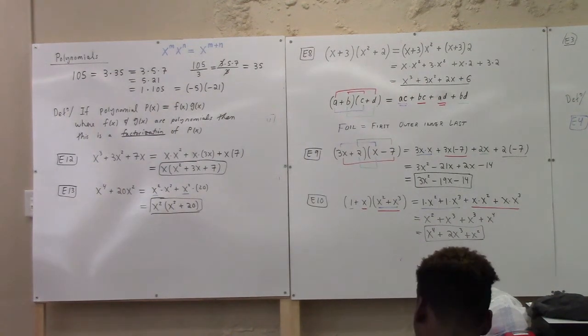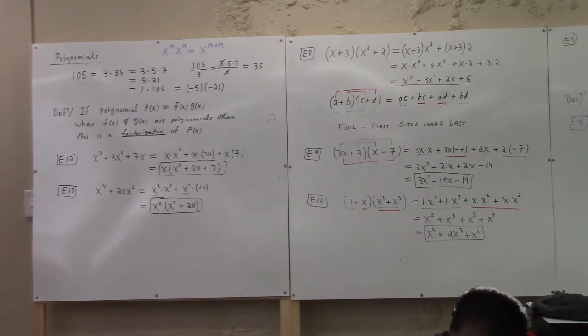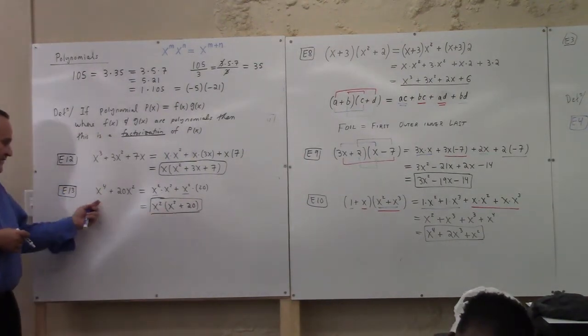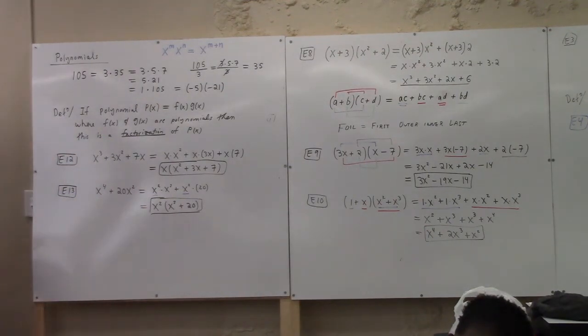Does that make sense? And we can judge whether or not I'm right or wrong by just multiplying it back out and seeing where we get back to. If we multiply x times x squared, we get x to the fourth. x squared times 20, we get the 20x squared. We get back where we started.